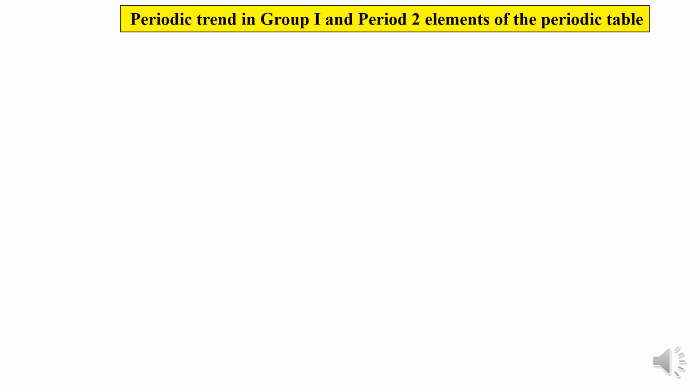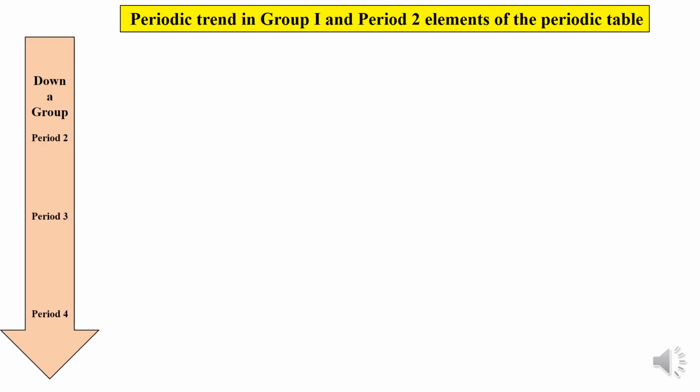What is periodic trend? Periodic trend refers to predictable variations in the properties of elements across a period and down the group in the periodic table. Let me explain the periodic trends with respect to group 1 and period 2 elements of the periodic table.